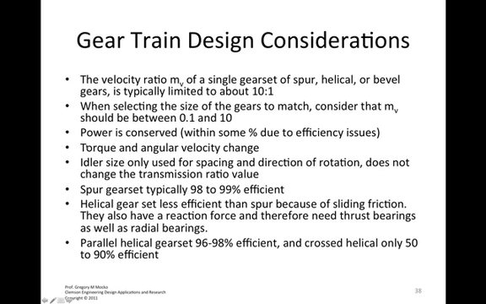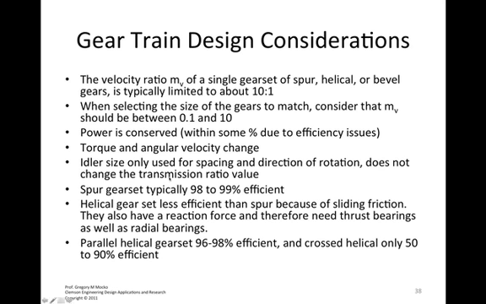When we look at gear trains, we're typically focused on torque and angular velocity changes. I'll show you the mathematics behind this, but the idler pulleys or the idler gears that we talk about have no effect on the overall train ratio. They typically have effects on only the center distance, the spacing, and the direction.